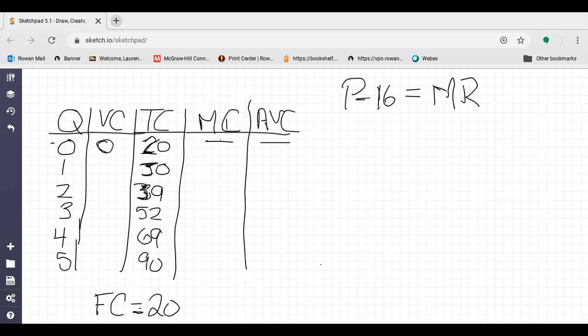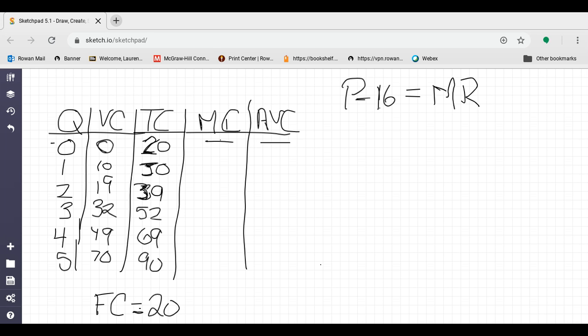And so for variable cost, to find the rest of the column, we would just subtract 20 from each total cost. So 10, 19, 32, 49, and 70.